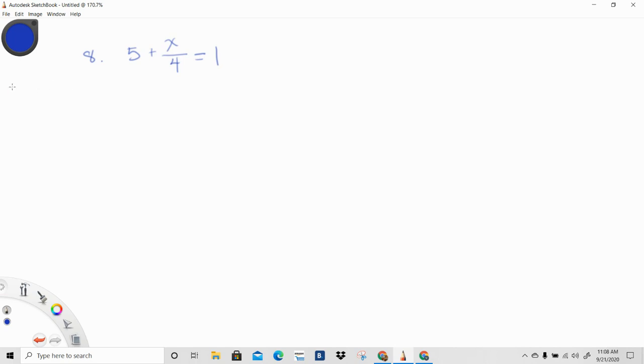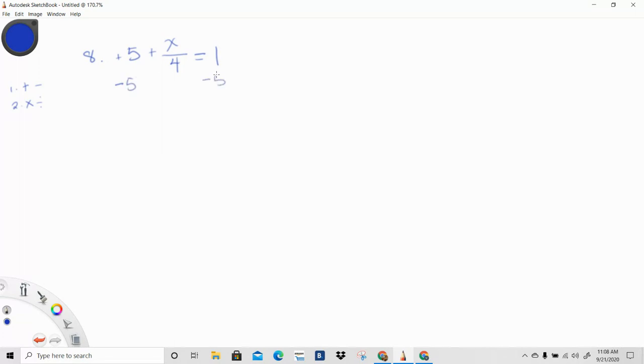So again, I'm going to write down over here, we are going to undo addition and subtraction first, and then we're going to undo multiplication and division. So in this case, this 5 is being added. Again, it's a positive 5. So to undo that, we're going to subtract 5.